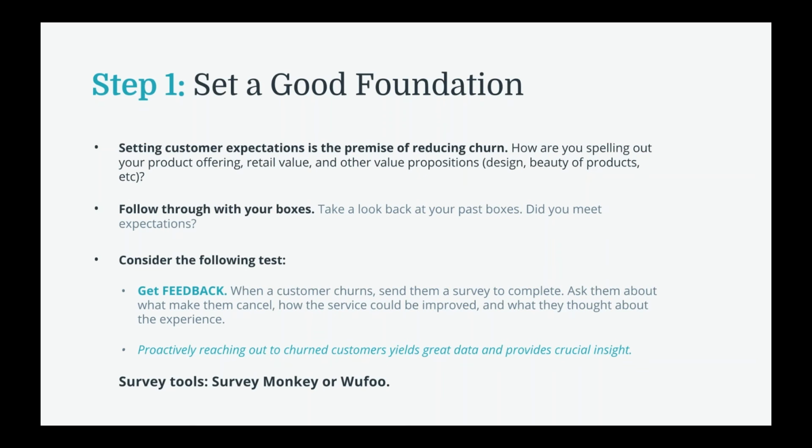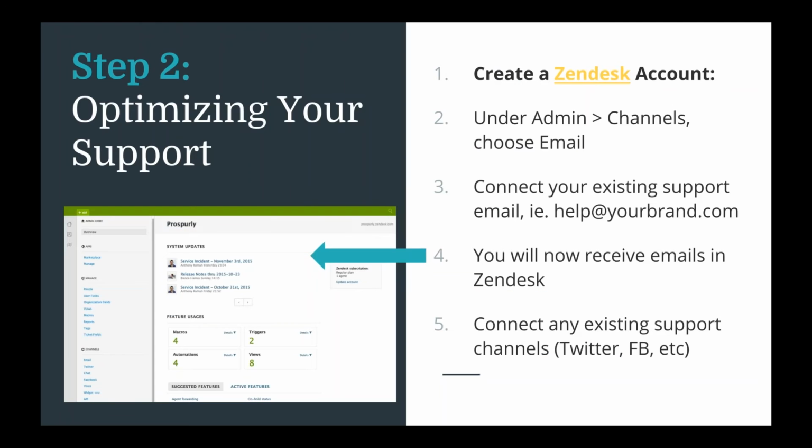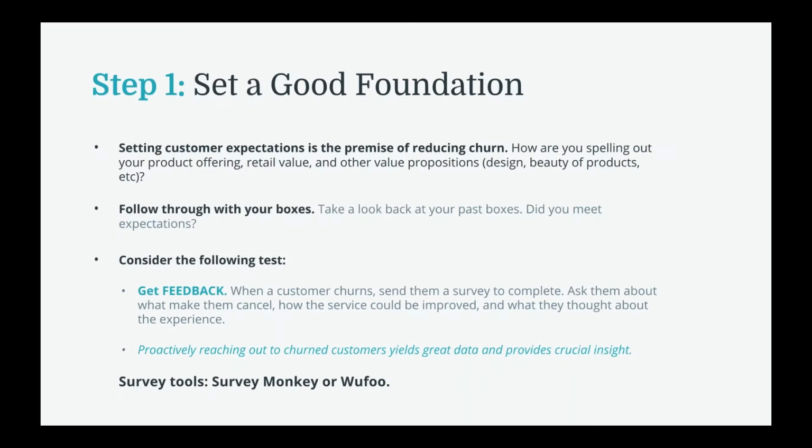So one of the ways you can do this, if you have high churn right now, is to send a survey out to subscribers. We're going to go into this in more depth later, but just getting feedback is a part of that. So if your foundation is a little shaky, immediately try to figure out what's going on here. Ask them about why they canceled, how the service could be improved, what they thought about it. Just do this anecdotally right now before we move on to the full method.